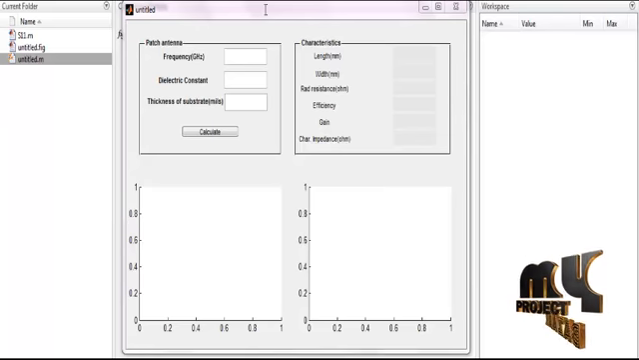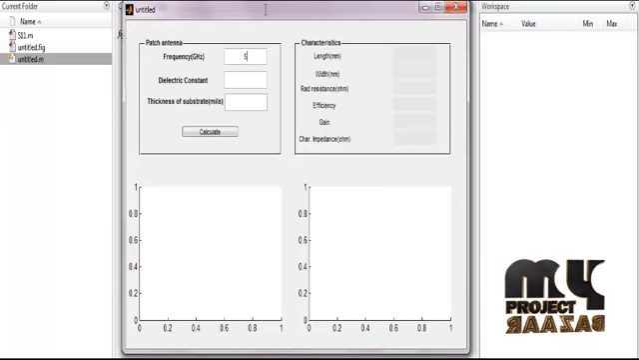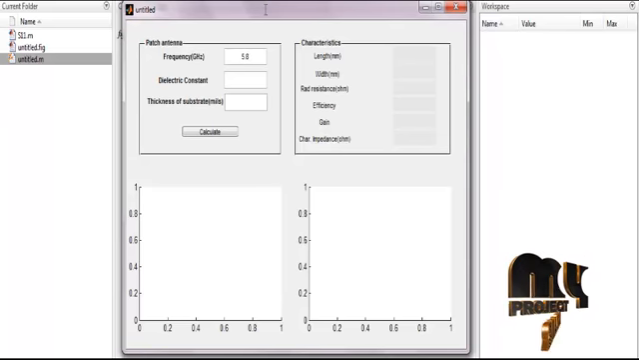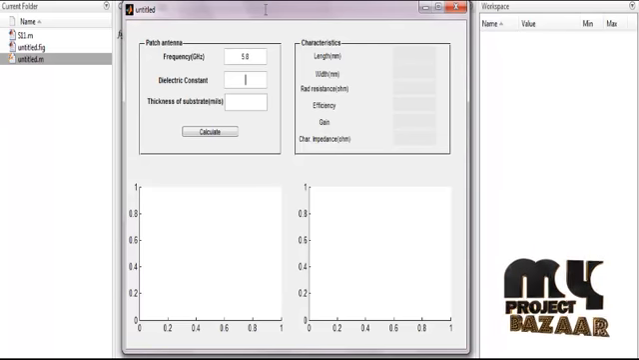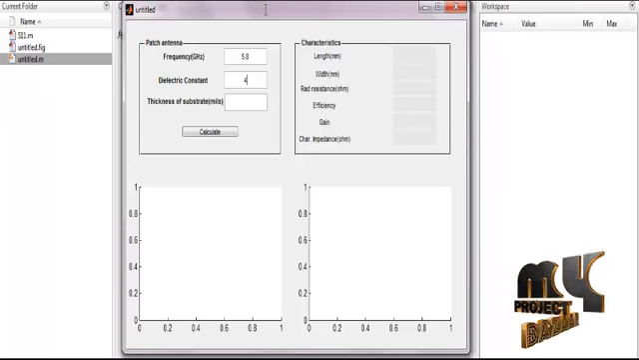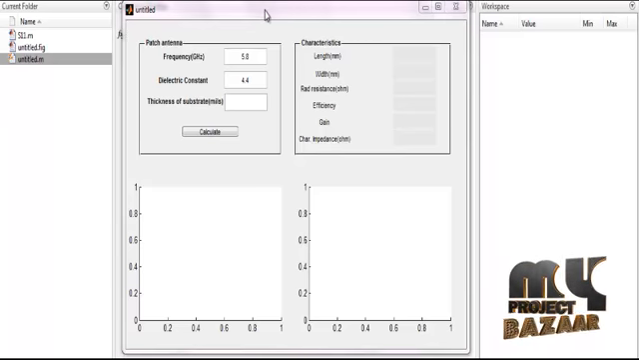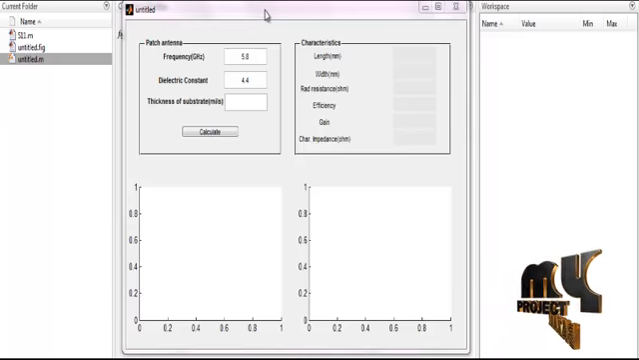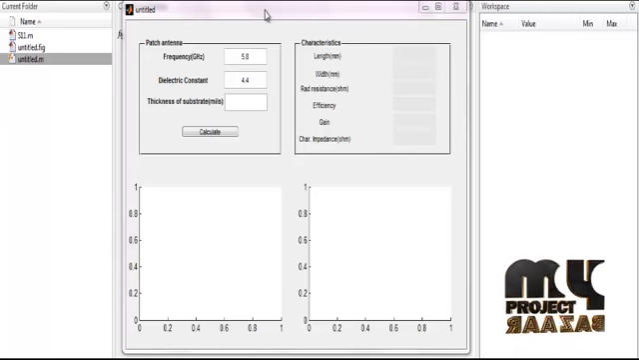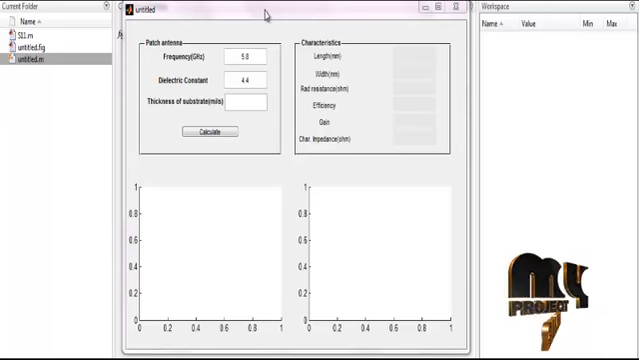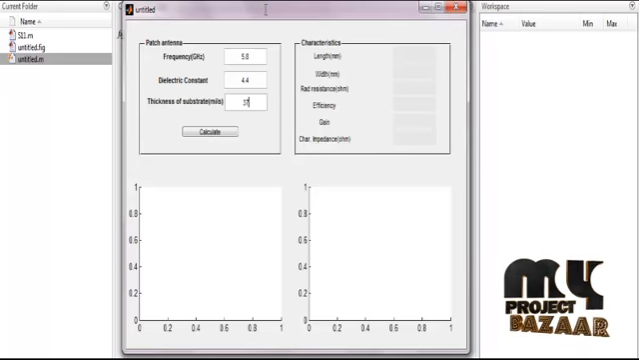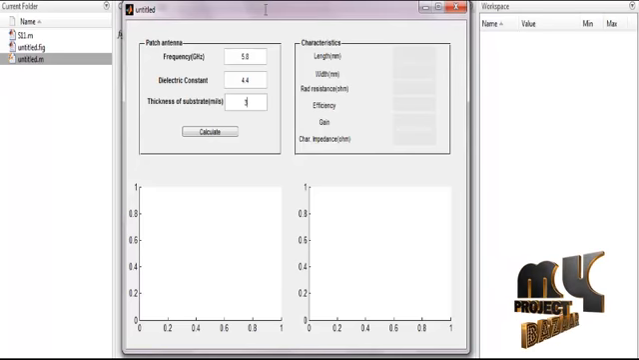In the frequency in gigahertz we type, for example, 5.8, which is the center frequency. Then the dielectric constant: we are using the FR4 substrate, so the dielectric constant is 4.4. The thickness of the substrate is, for example, 1 mm. The mils are calculated as follows: 1 mm is equal to 39.37 mils, and 2 mm is equal to 78.74 mils. So here we obtain 39.37 mils, which is 1 mm.